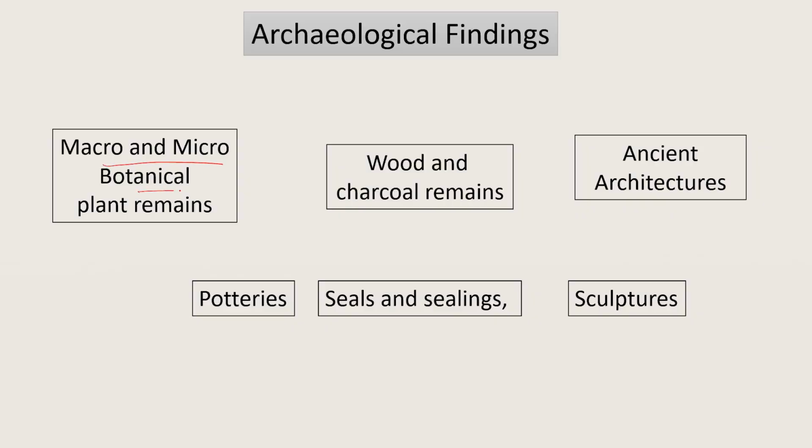So, this kind of plant analysis is very important in archaeological findings, but we have to collect some pollen, some soil from the particular site to analyze with these methods. Macro and micro botanical plant remains are essential for archaeological analysis. Wood and charcoal remains help us to date the different sites, the different regions.